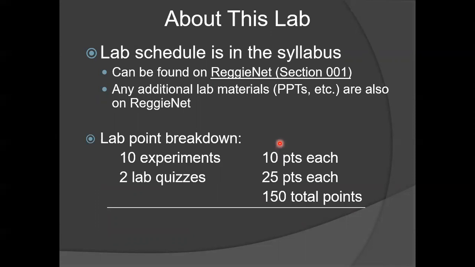The lab is broken down into 10 experiments and 2 lab quizzes. For each experiment, you will complete a lab report or a worksheet assignment worth 10 points each. You will also have 2 lab quizzes worth 25 points each for a total of 150 points available during the lab.